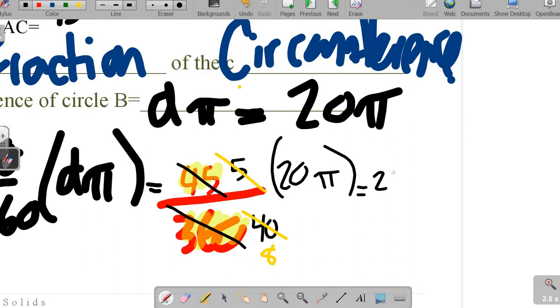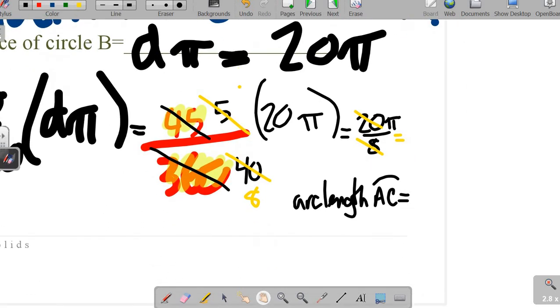So my arc length, 20 pi over 8, reduce again by 2. My final arc length is going to be 10 pi over, actually 4 goes into both of those, not even 2. We can go farther than that. 4 goes in there 5 times, 4 goes in there twice, so it is 5 pi over 2 centimeters. Ta-da, you're done. That's exact terms.